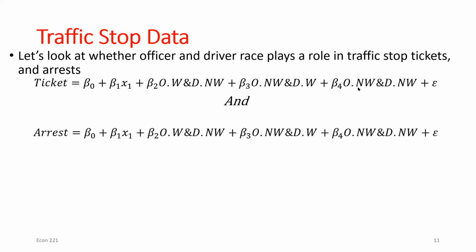Because let's think about this one. If the officer's non-white and the driver's non-white, if beta 4 is positive, that means relative to when the officer and driver are both white, it's more likely that the person who's non-white is getting a ticket. And here, if the officer is white and the driver is non-white, relative to when they're both white, if this is positive, that tells me that the white officer is more likely to write a ticket to the non-white driver.